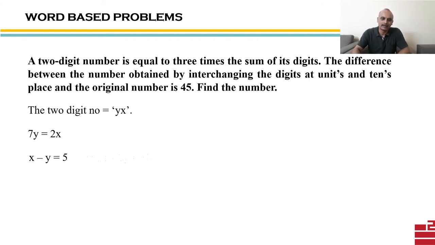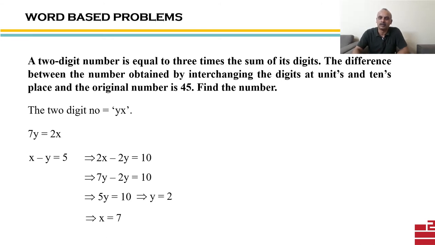And then what do we get? From the second equation, if we double it, we get 2x minus 2y is 10, and substitute 2x from above. We already know from the previous equation that 2x is 7y. Putting it in the second equation, we will get 7y minus 2y is 10, and therefore y is equal to 2. And therefore x is equal to 7. So since it was taken as yx, our number therefore is 27.